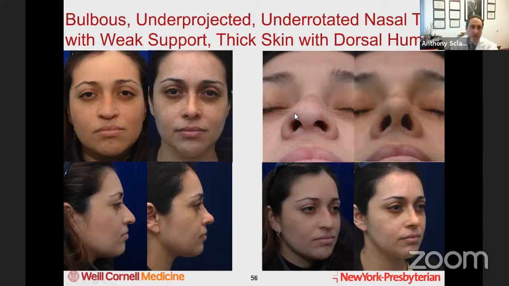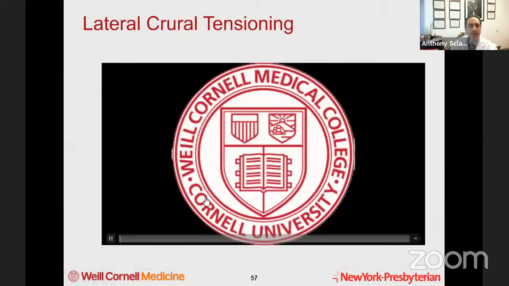So for somebody who's got a weak ala, now it's tighter. It's not as flail. It's not going to flutter as much. So we've got aesthetics and function all wrapped in one. So this is just a quick video on the lateral crural tensioning technique.